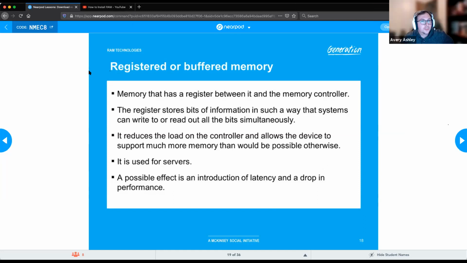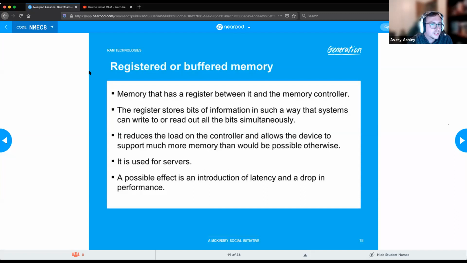Registered or buffered memory has a register between it and the memory controller. The register stores bits of information in such a way that systems can write to or read out all the bits simultaneously. It reduces the load on the controller and allows the device to support much more memory than would be possible otherwise. It is used for servers.